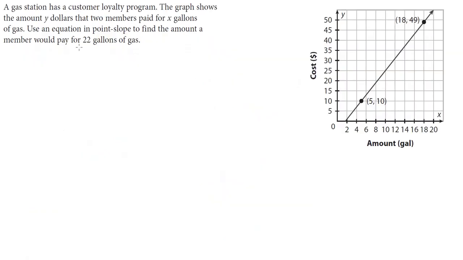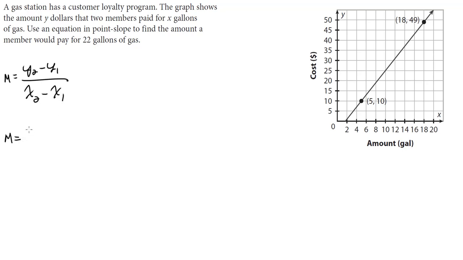All right, our last example. It says a gas station has a customer loyalty program. The graph shows the amount, y dollars, that 2 members paid for x gallons of gas. Use an equation in point-slope form to find the amount a member would pay for 22 gallons of gas. So if we look over at the graph, we see that we have 2 points, so we need to find the slope. So slope, again, is y2 minus y1 over x2 minus x1.